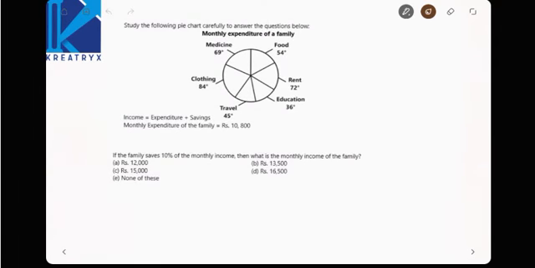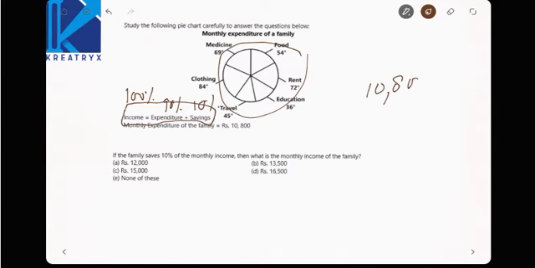Next question. If the family saves 10% of monthly income, then what is the monthly income of the family? Total monthly income is equal to expenditure plus savings. Savings is 10%. So if income is 100%, your expenditure must be 90%. So this entire pie chart value, 10,800, is equal to 90%. You have to find out the 100% value, the income of the family.